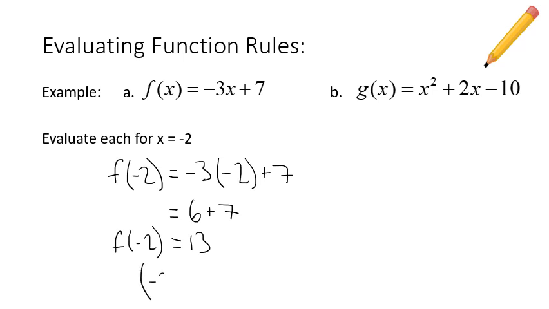If I wanted to write this as an ordered pair, negative 2, comma 13. So I could graph a series of points and get a picture that way.